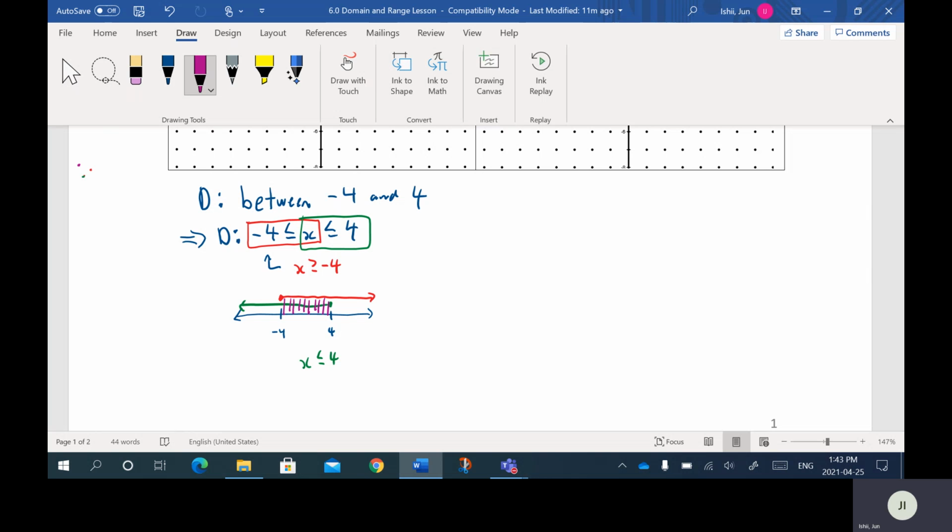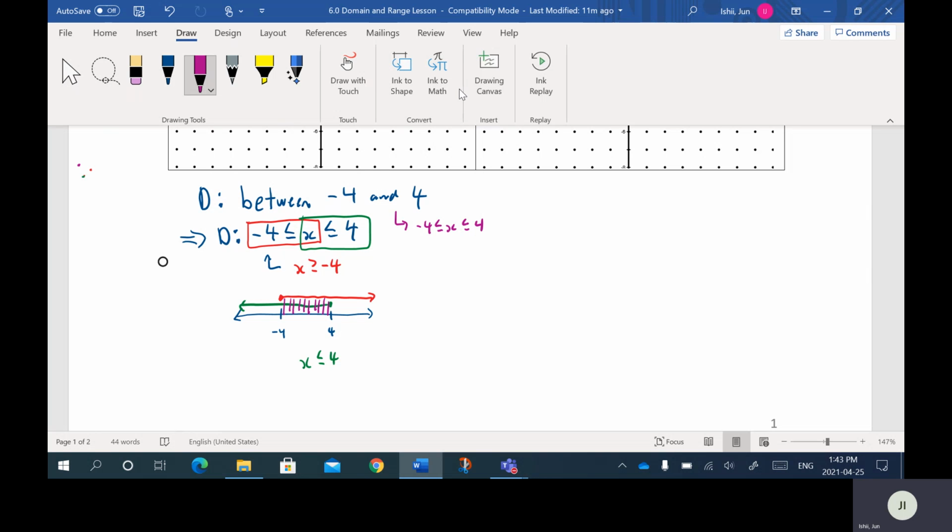So that's why, as a whole, if I wrote -4 less than or equal to x less than or equal to +4, this does mean between -4 and 4. Hopefully that makes sense. And that's why we write the lower number less than or equal to x less than or equal to the greater number.